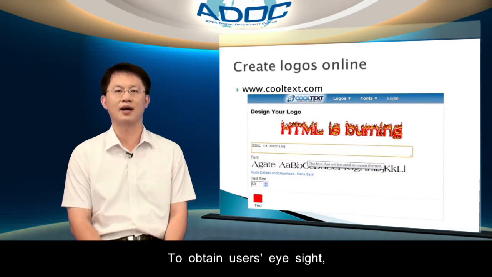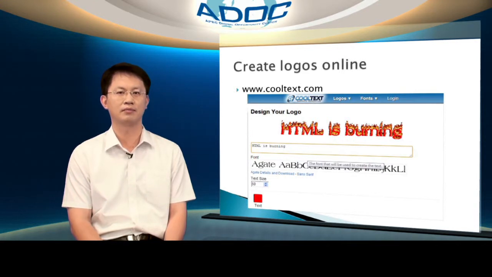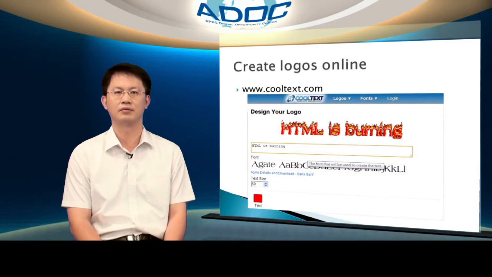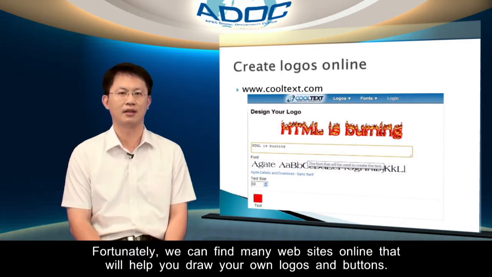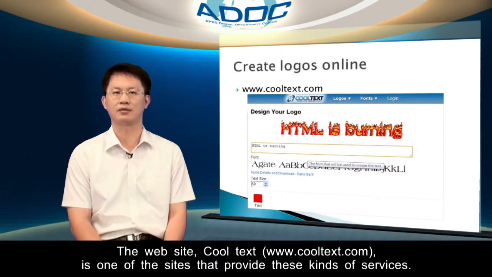To attract users' eyesight, an impressive logo is always a way to start. However, a customized logo can cost a lot to have designed for a small business. Fortunately, we can find many websites online that will help you draw your own logos and buttons. The website CoolText, www.cooltext.com, is one of the sites that provide these kinds of services.